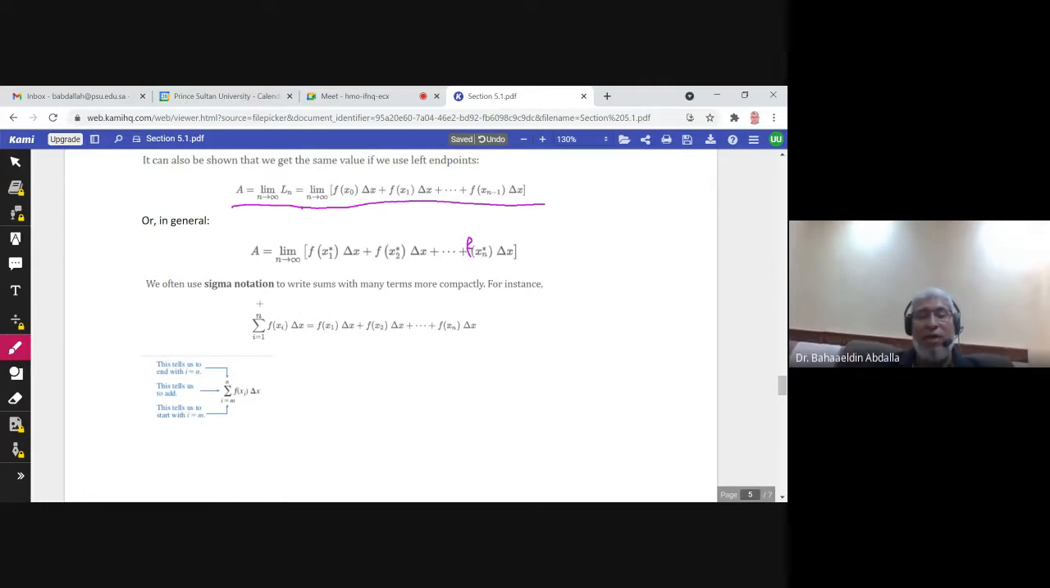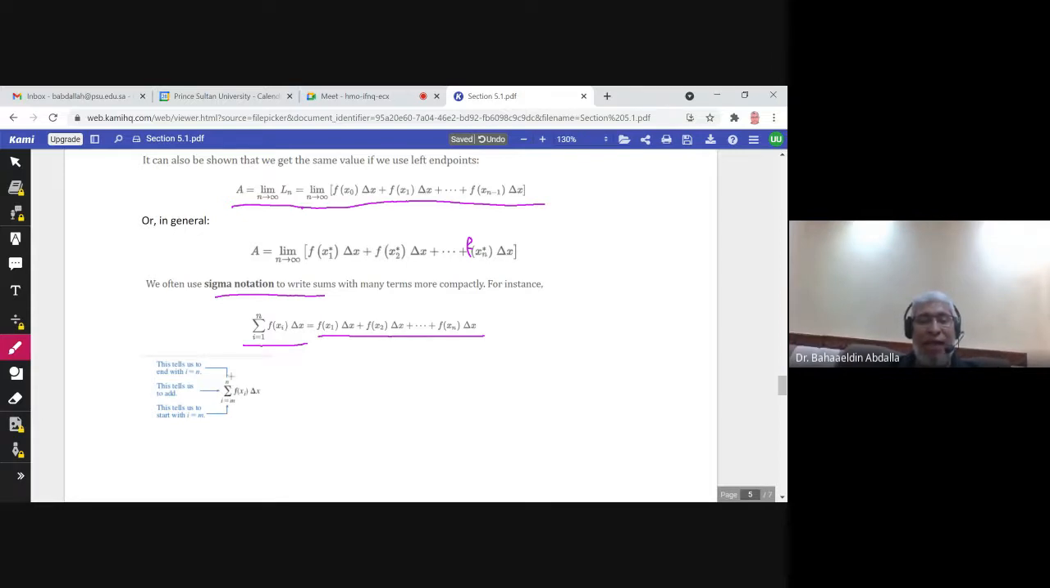Let us remind ourselves of the sigma notation. Delta x here is a common factor, so we can write f of x1 plus f of x2 plus up to f of xn as the sum of f of xi, where i runs from 1 to n. So we can replace these n terms by this one. This tells us to add, the summation.